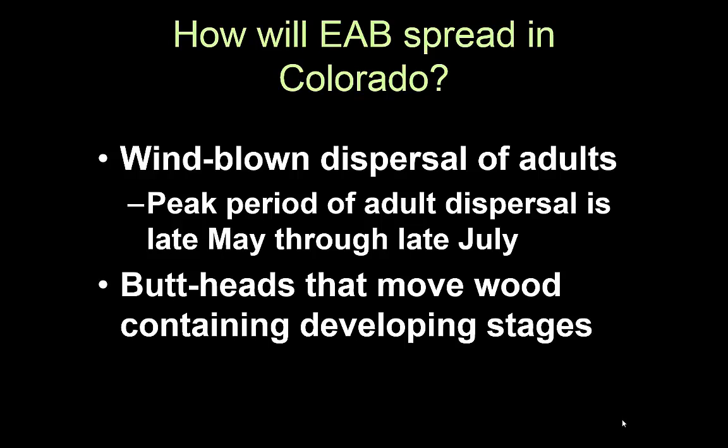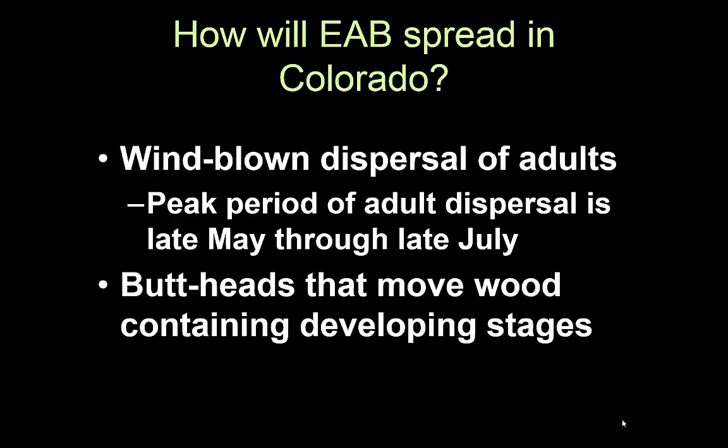How is it going to spread on its own? It's going to spread through windblown dispersal of adults. The peak period when the adults are out is late May through July. They fly some on their own. When they find an ash tree, they'll pretty much likely stay there, but given the right kind of wind conditions, they might move long distances, many miles.